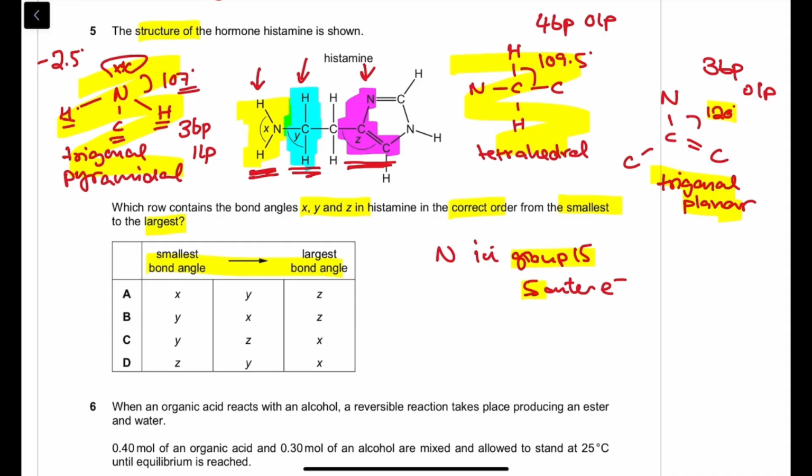So, if we arrange them in order of bond angles, our largest bond angle is 120 degrees, then 109.5 degrees, then 107 degrees approximately. So this is actually in the following order: X, Y, then Z. Therefore, the answer must be A.